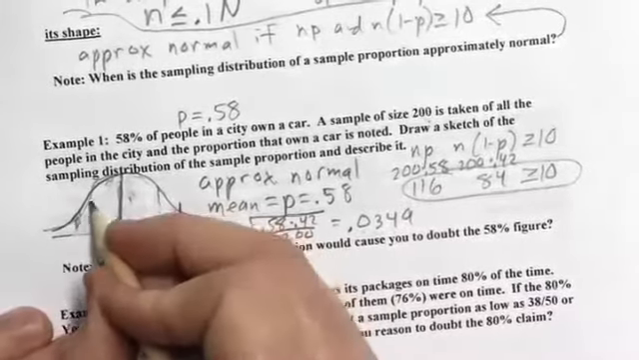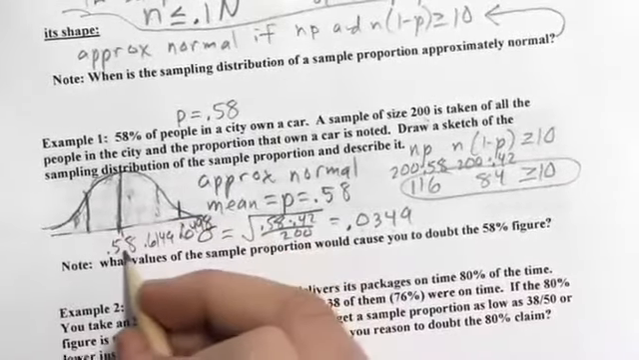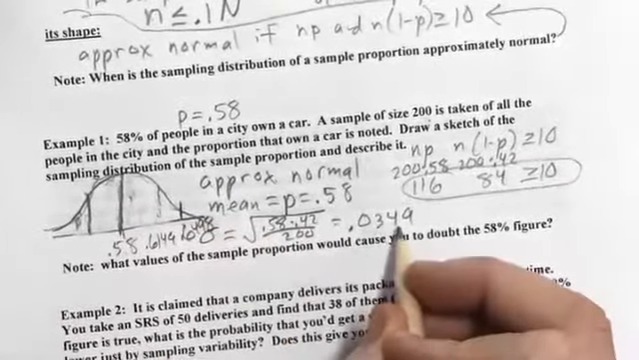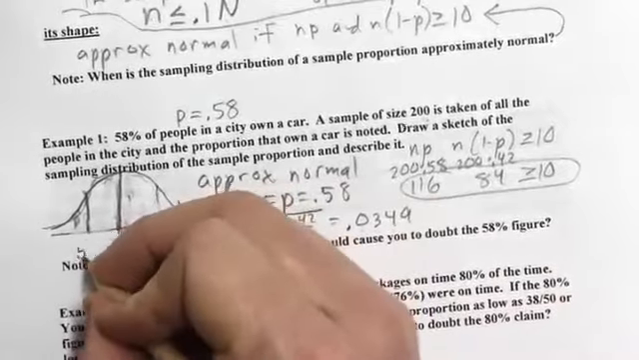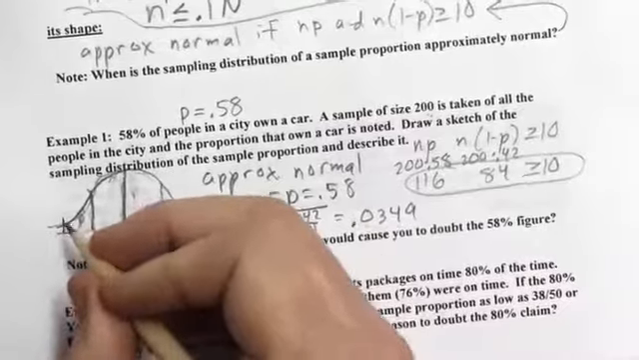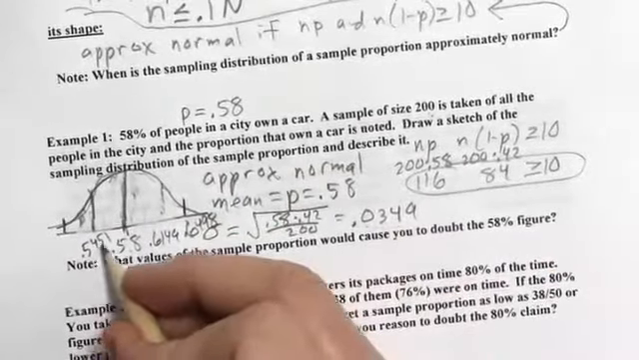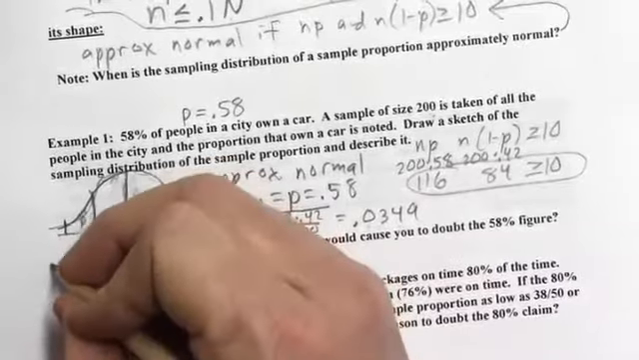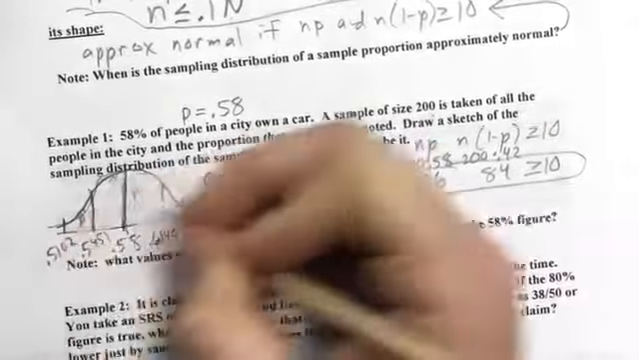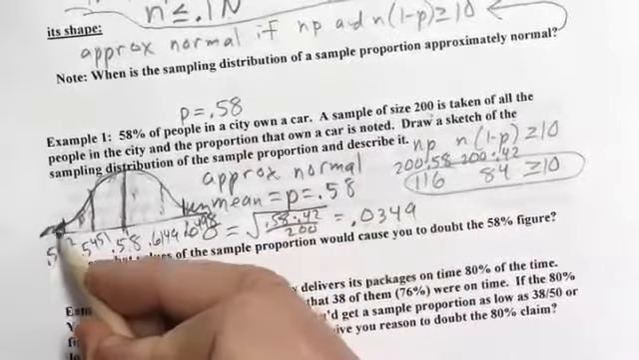And if I go down 1 standard deviation, I'd be halfway down this hill there, so I'd go 0.58 minus 0.0349, and so that's going to be 0.5451, like that. And if I go down 2 standard deviations, if I subtract 0.0349 from 0.5451, that would take me to 0.5102.